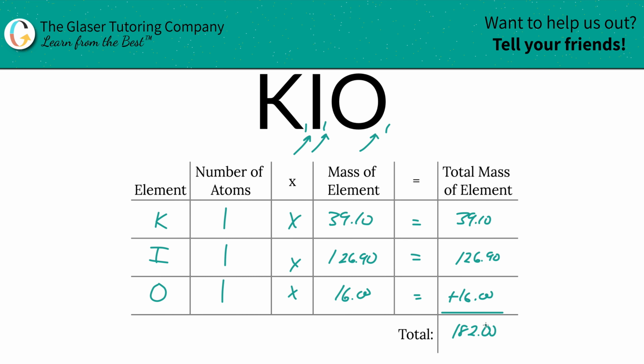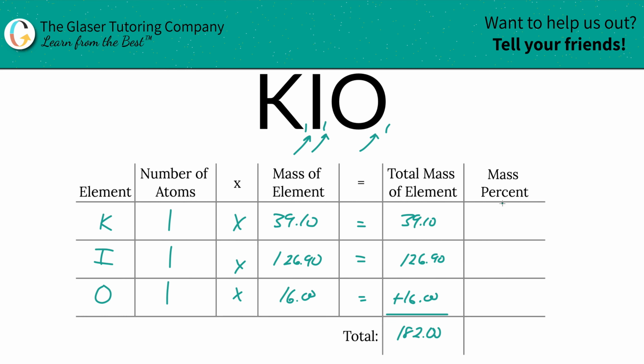Now I'm going to add a column to the table, and calculating these percentages is going to be easy peasy, or easy as pie. Pie. Bam. So to find the mass percent of, let's say, potassium, we're going to take the total mass of the potassium, the 39.10, and then we're going to divide it by the total mass of the entire compound. That's why we had to do that first, all right? And this is a very simple percent calculation. We're going to take part, divide it by the whole, and then multiply it by 100. That's all there is to it.